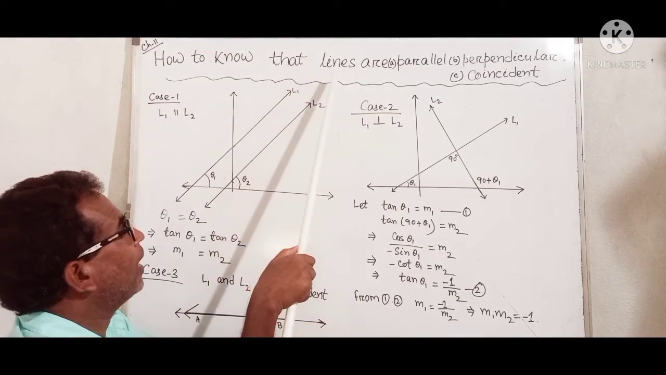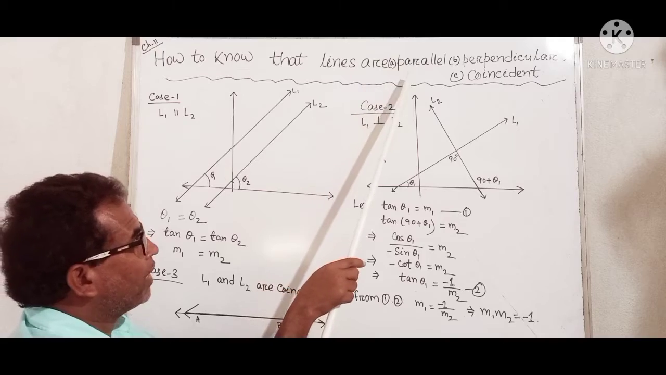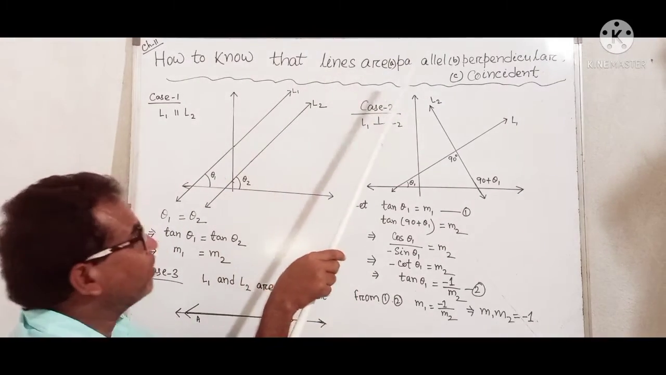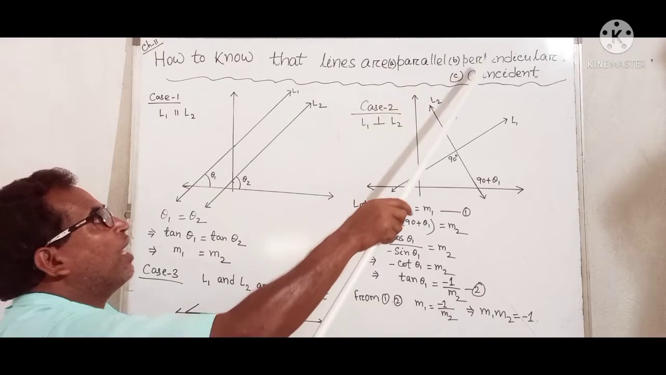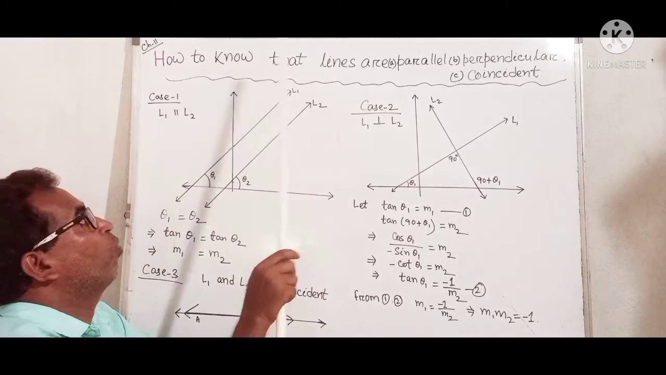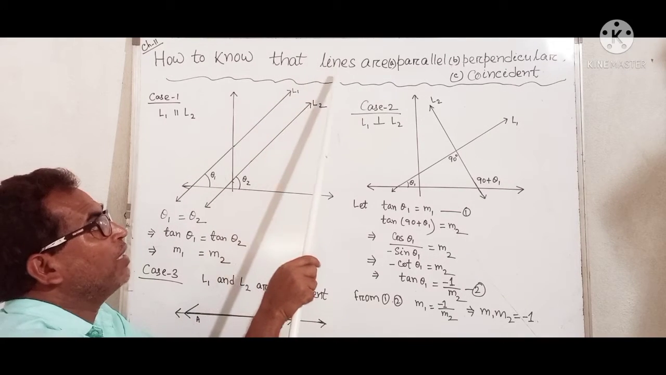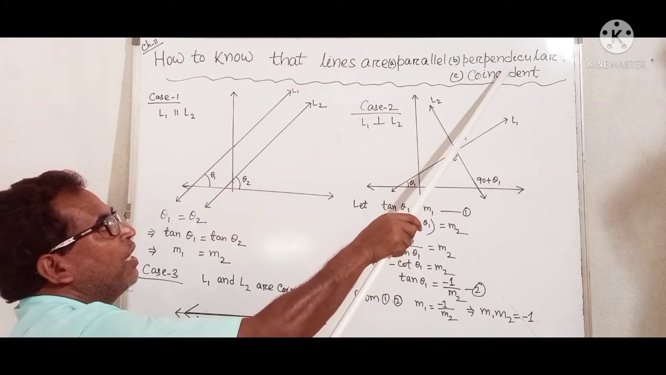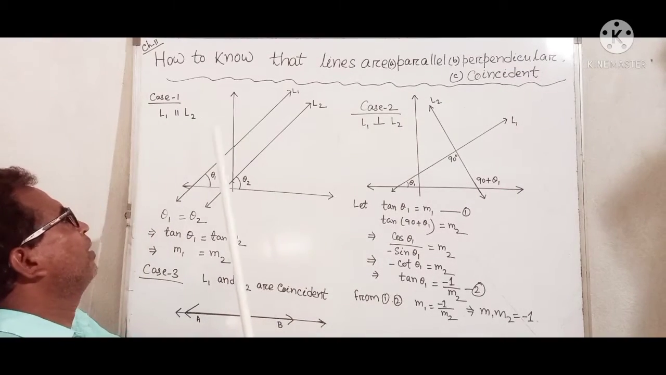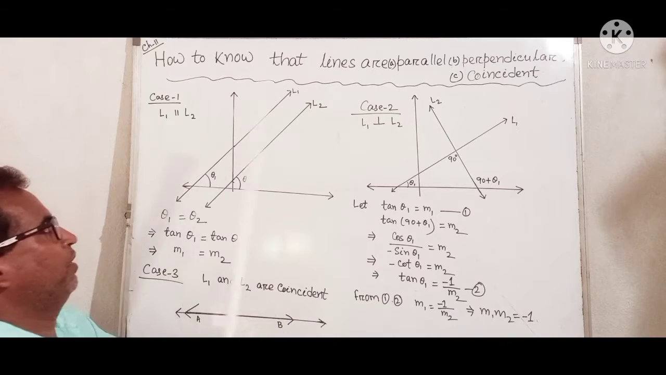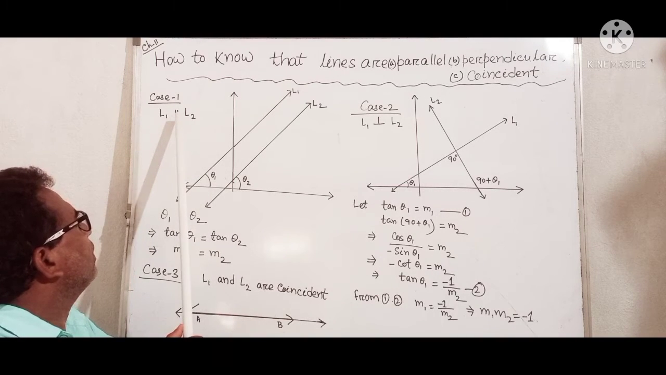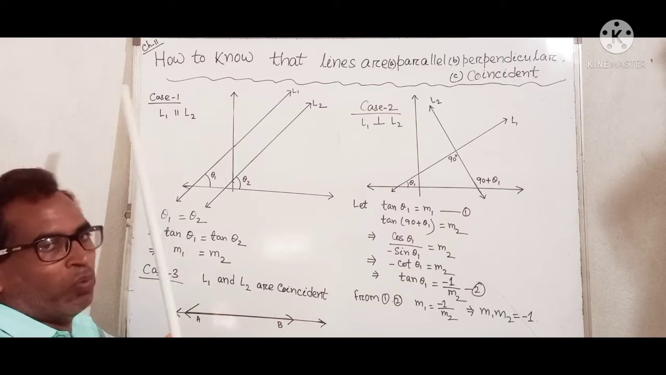Under what conditions are the lines parallel to each other? Under what conditions are lines perpendicular to each other? Under what conditions are lines coincident? Okay, we will discuss. Case 1: L1 is parallel to L2.